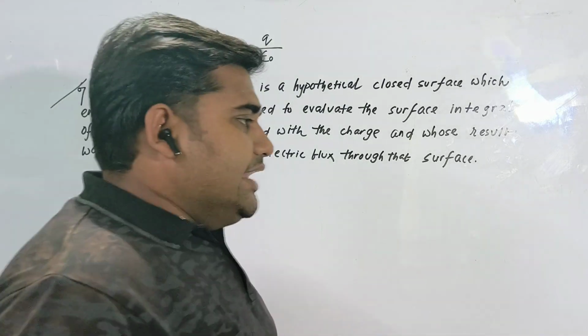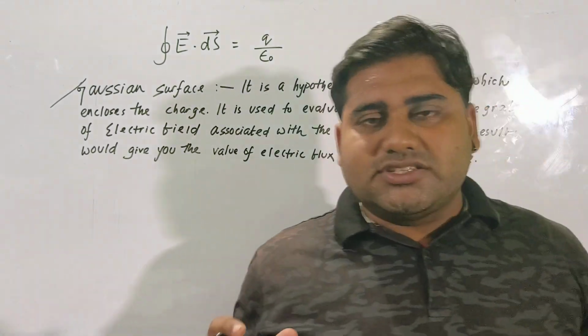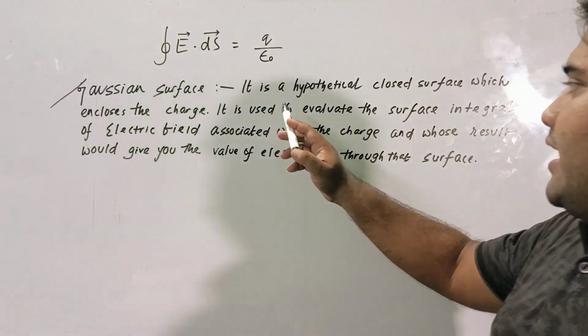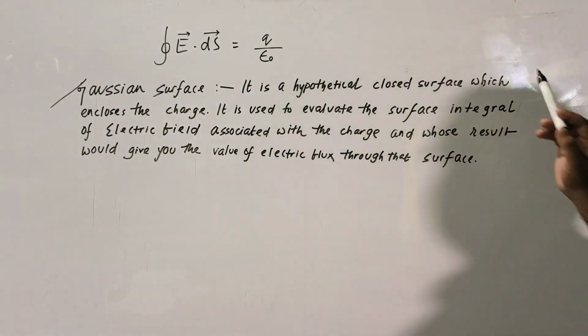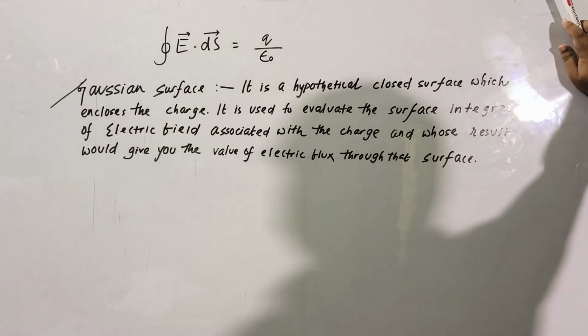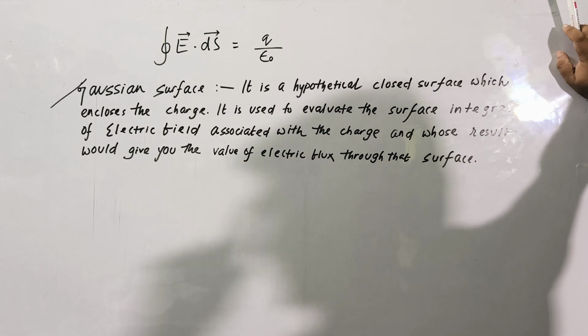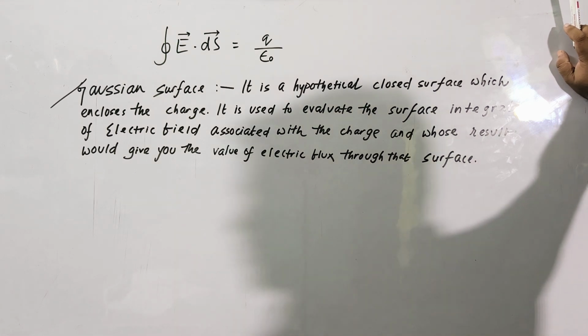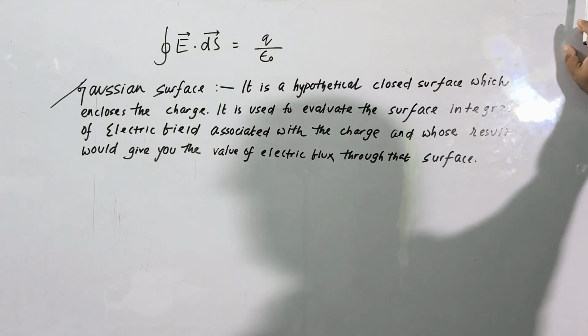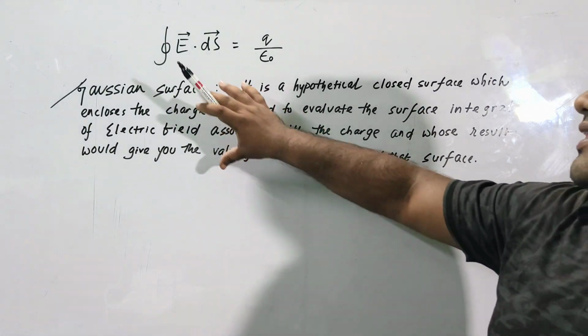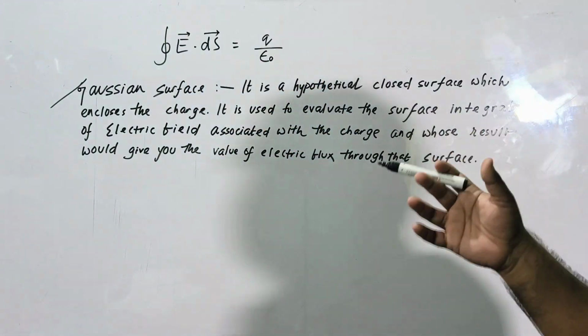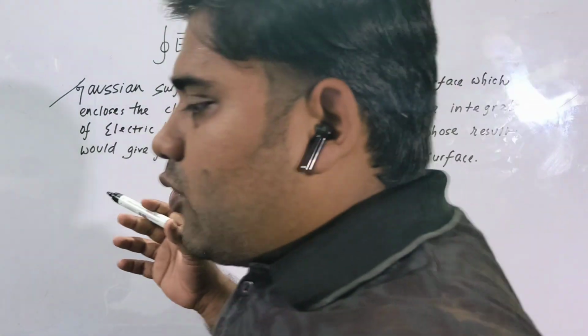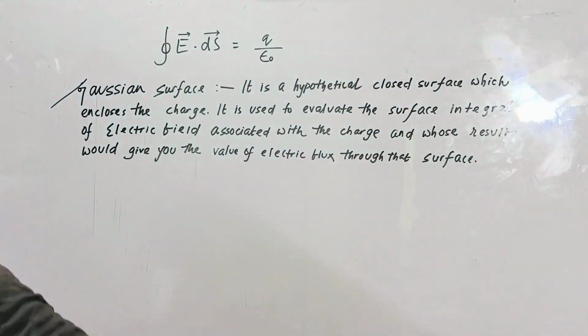So first of all, if anyone asks you what is Gaussian surface, you can say that it is a hypothetical closed surface, not an open surface, which encloses the charge under consideration. And what is its use? It is used to evaluate the surface integral. You can write the exact law in this context if you want some more marks.